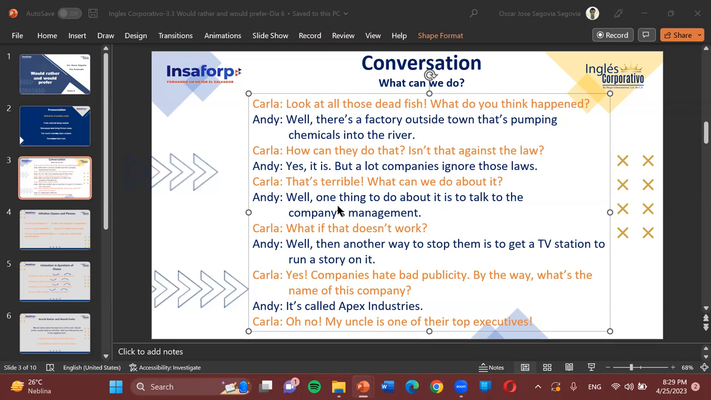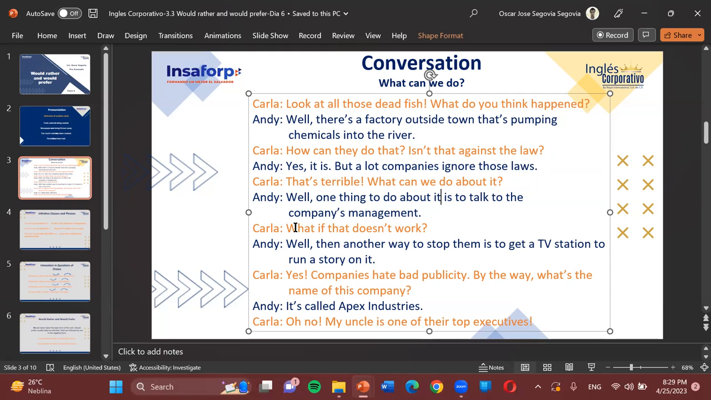Here, this phrase is a little bit weird because from my perspective, I think that over here, we should have a comma. Okay, but if we see it from the grammatical point of view, there is no need for a comma. But from my perspective, I feel like a comma is needed here. And I will also advise you to make a stop there. You say one thing to do about it, then you continue. One thing to do about it is to talk to the company's management. Okay, so very simple, right?